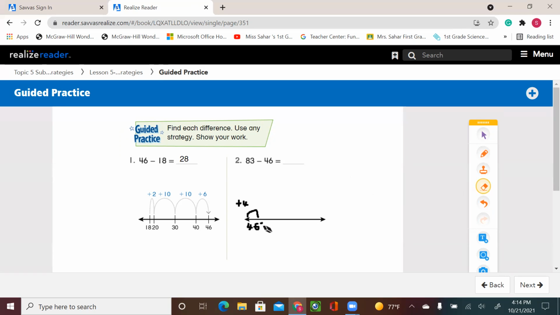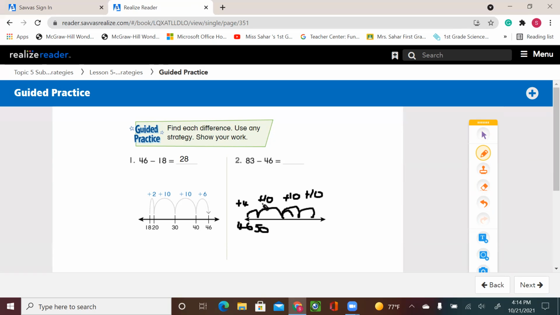Let me see if I can make this smaller. This is 46. And now this is 50. Okay. Now from 50, I need to jump to 80. So 50 plus 10. That's one jump. 60, 70, another 10, and 80. So that's plus 10, plus 10. Keep in mind all these jumps, we need to add them.